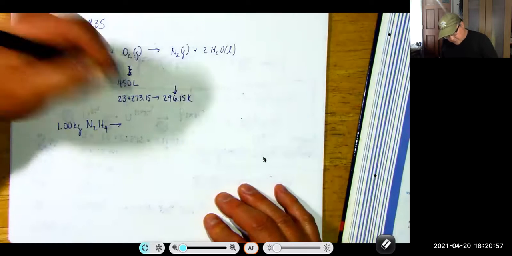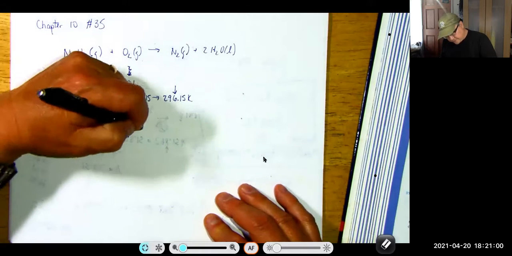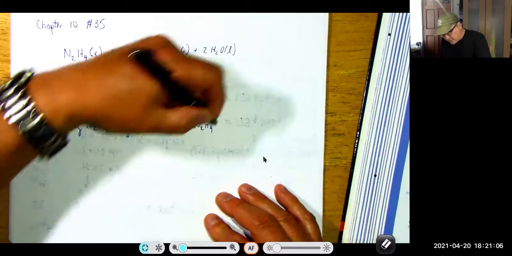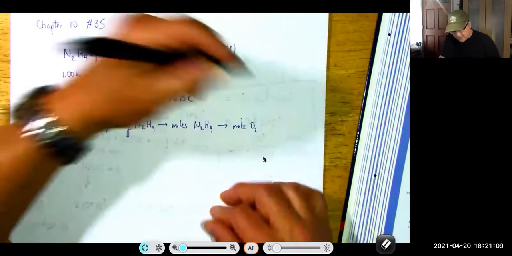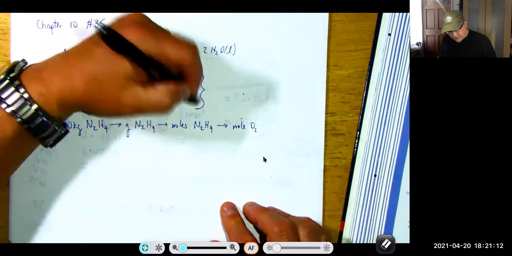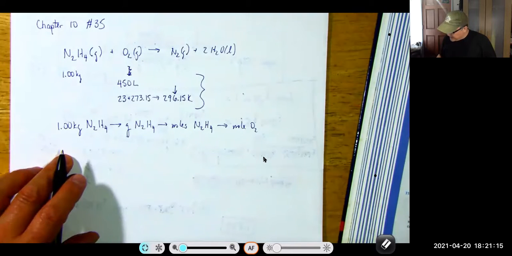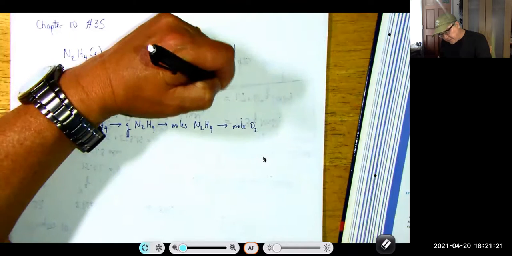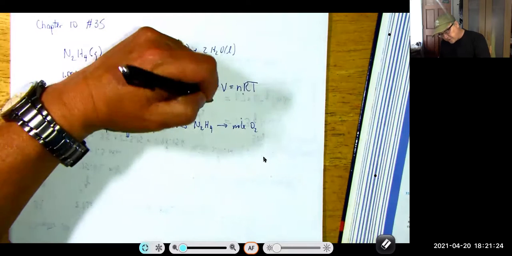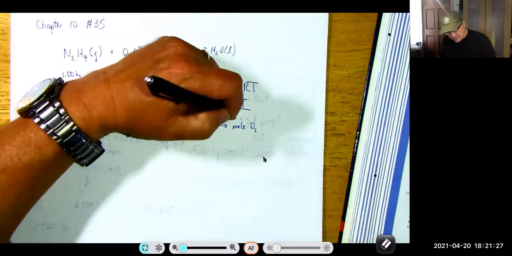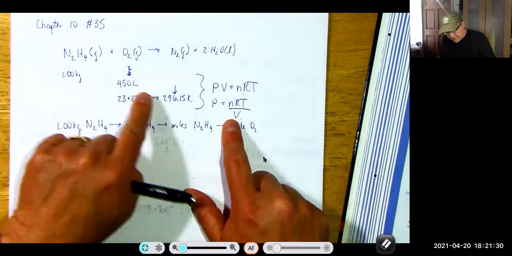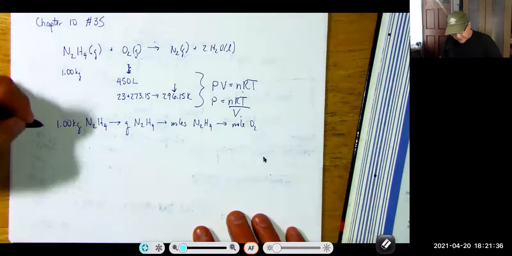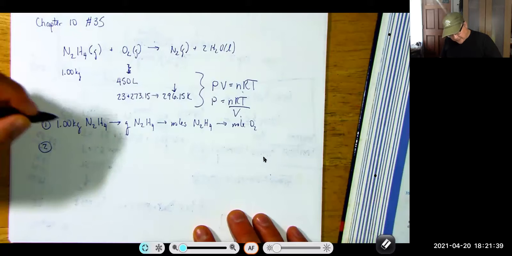So what I'm going to do is take the 1.00 kilograms of hydrazine, convert that into grams of hydrazine, and then into moles of hydrazine, and then into moles of O2. And the reason I want to convert it into moles of O2 is because if I want to calculate the pressure of the O2, I'm going to use PV equals nRT, which means that the pressure of the O2 is nRT over V. And I already have T, I already have V. I just need to know the moles of O2. So this is kind of like a two-step process where here's step 1, and then step 2 is going to be calculate the pressure of the O2.